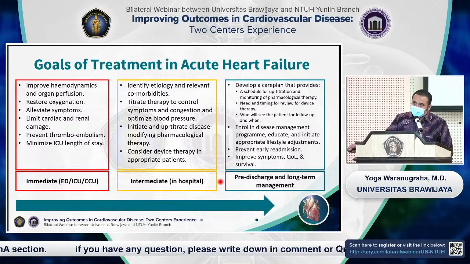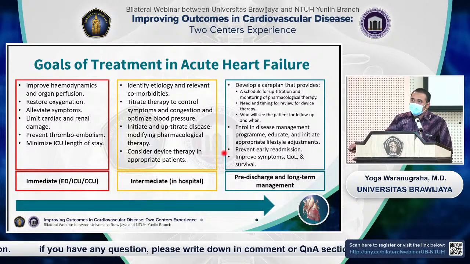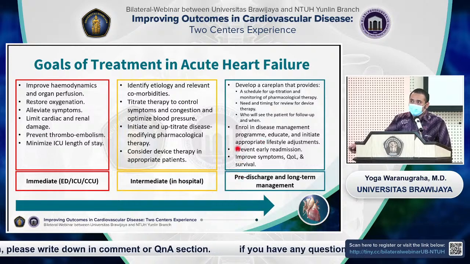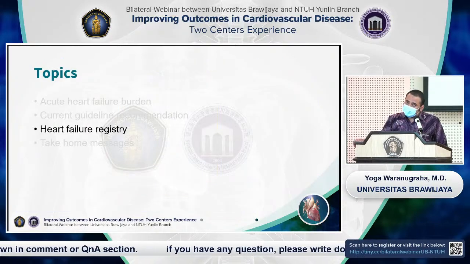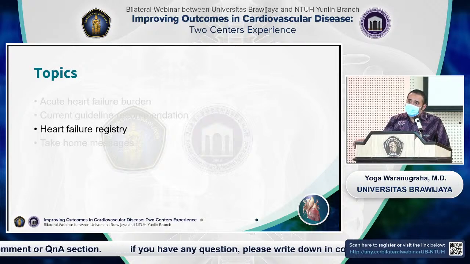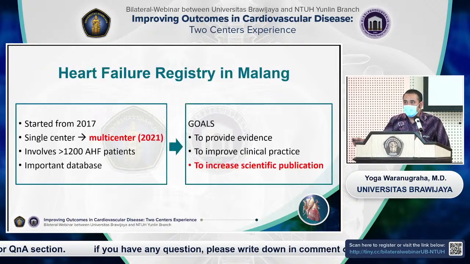has been discharged from the hospital, the problem is how to reduce early readmission and improve symptoms, quality of life and also the survival of the patients. So in this section, I would like to explain about the heart failure registry in Malang.